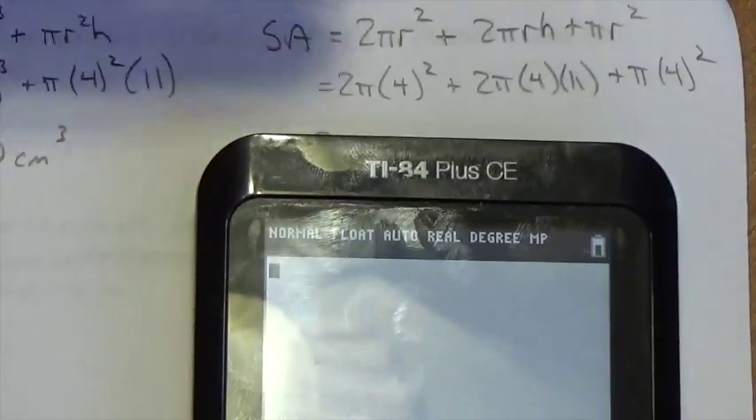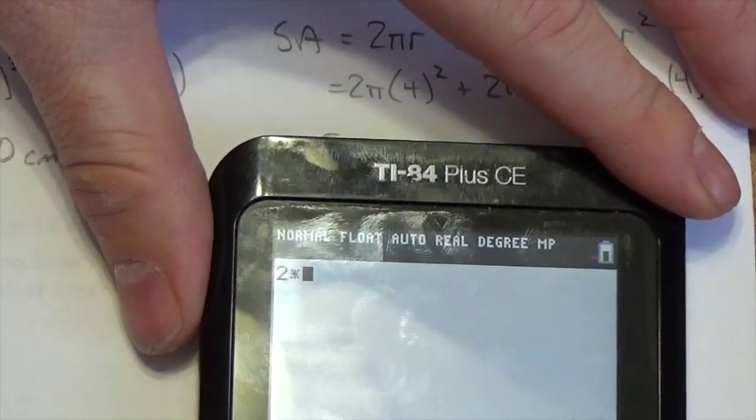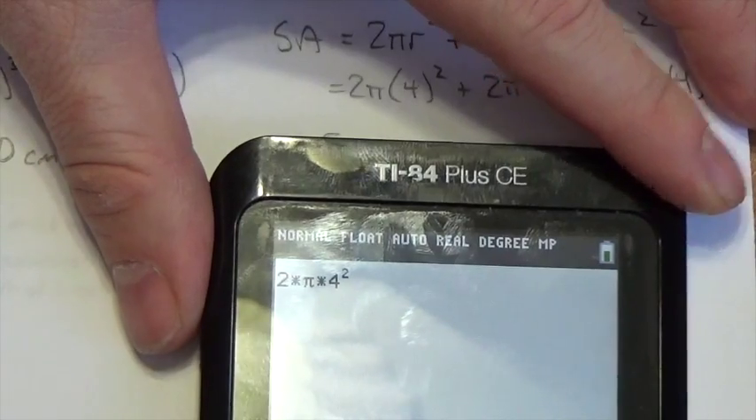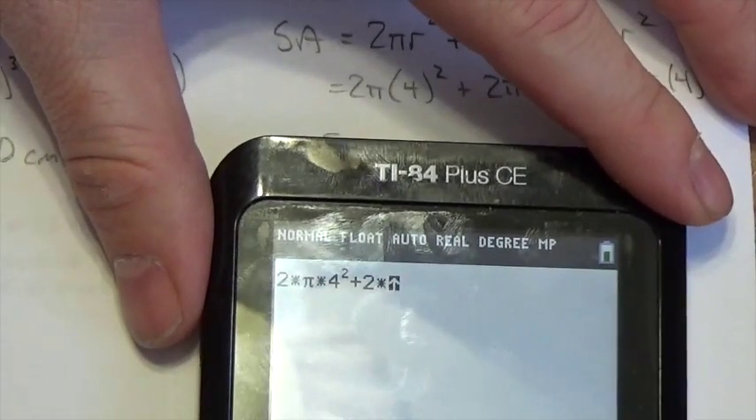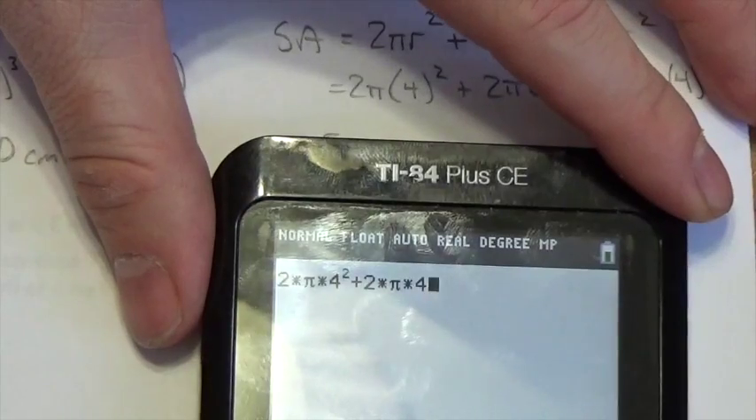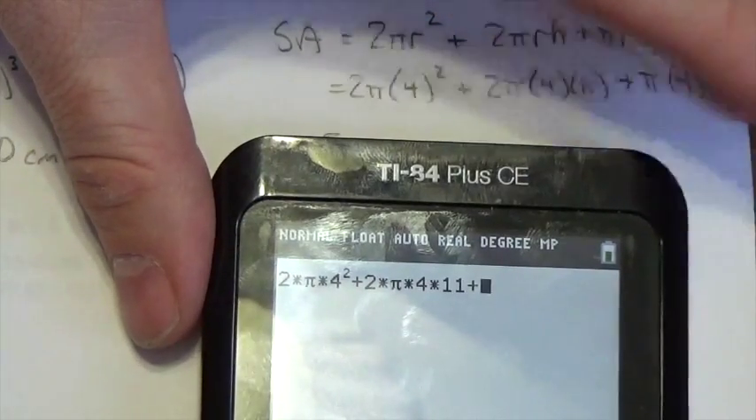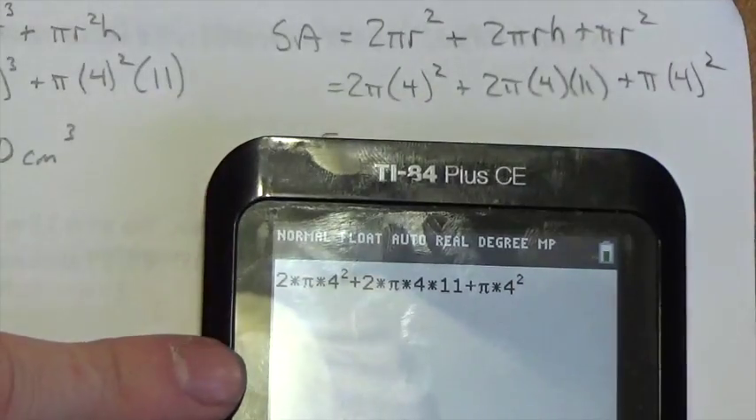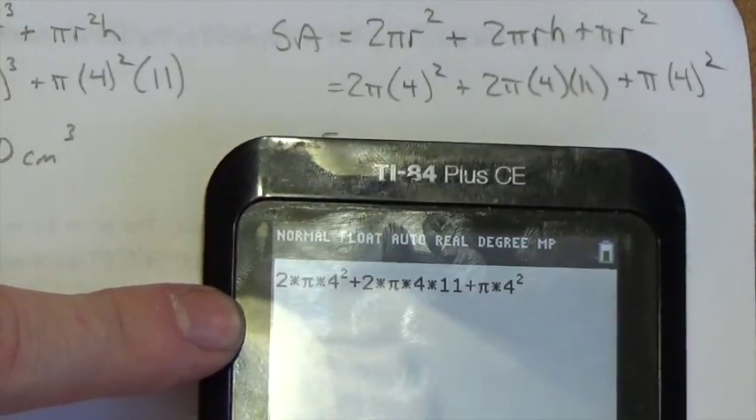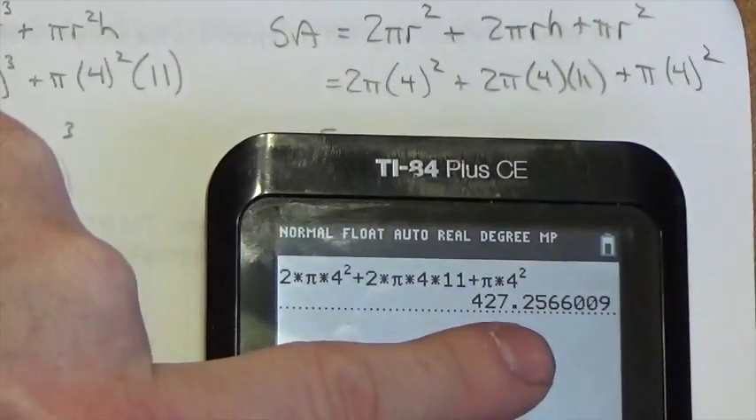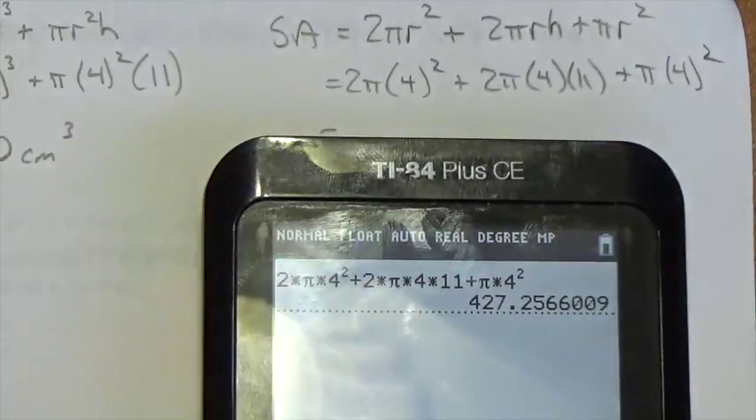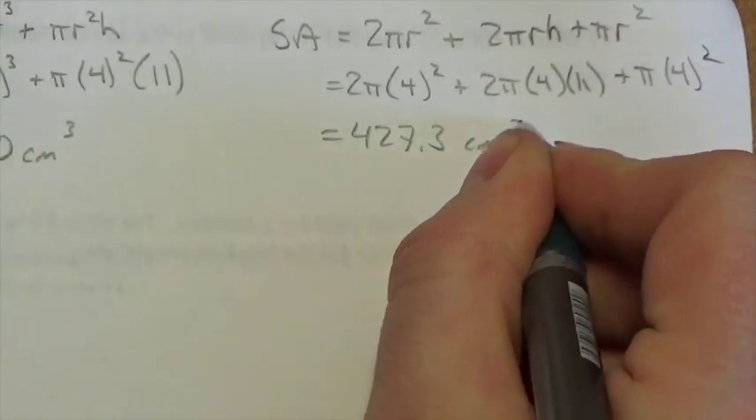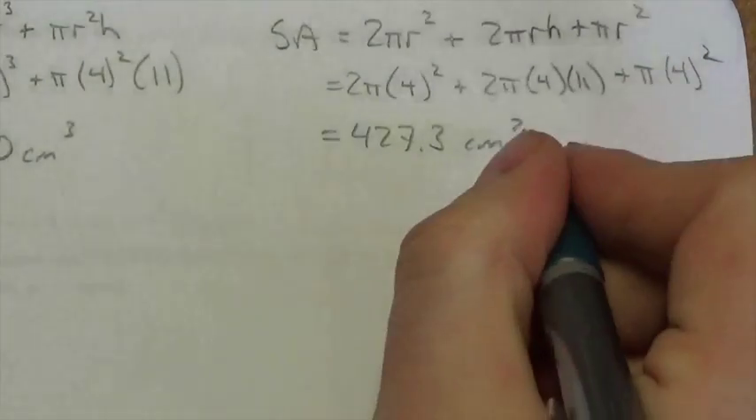And so here, what we've got is 2 times pi times 4 squared plus 2 times pi times 4 times 11 plus pi times 4 squared. All right, looks good. Press enter. And now to the nearest tenth, our surface area is 427.3. 427.3 centimeters squared this time, because we're talking about surface area.